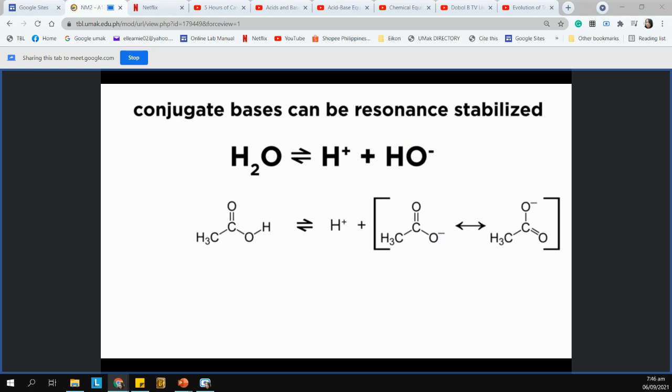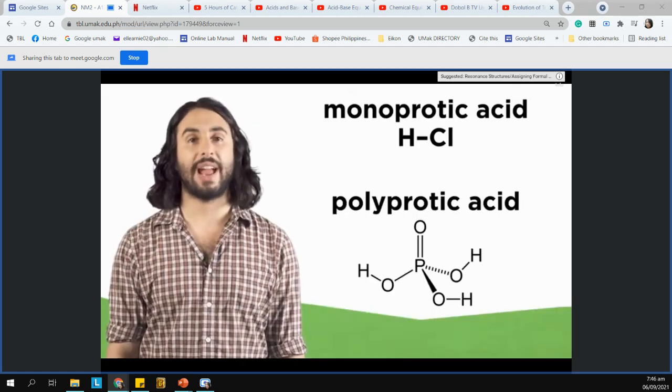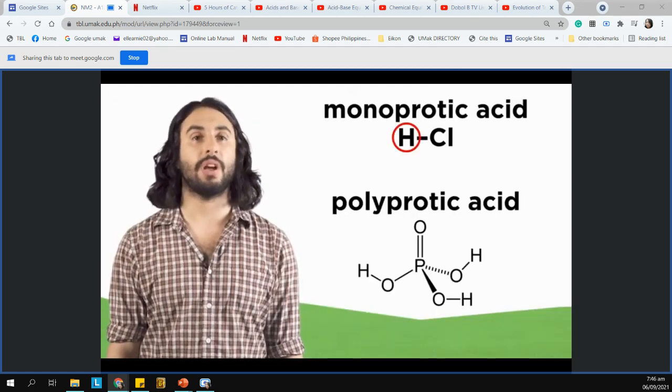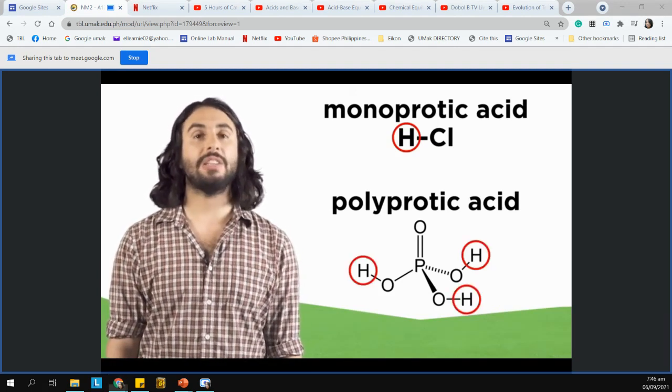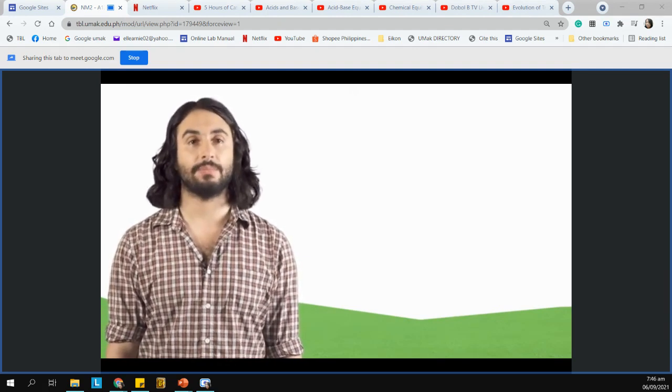These resonance structures don't actually exist, but rather the composite resonance structure does, which shows delocalized pi electron density distributed about this portion of the molecule. More on this in organic chemistry. There can be monoprotic acids, which can only lose one proton, or polyprotic acids, which can lose several. Polyprotic acids become less acidic with each deprotonation.